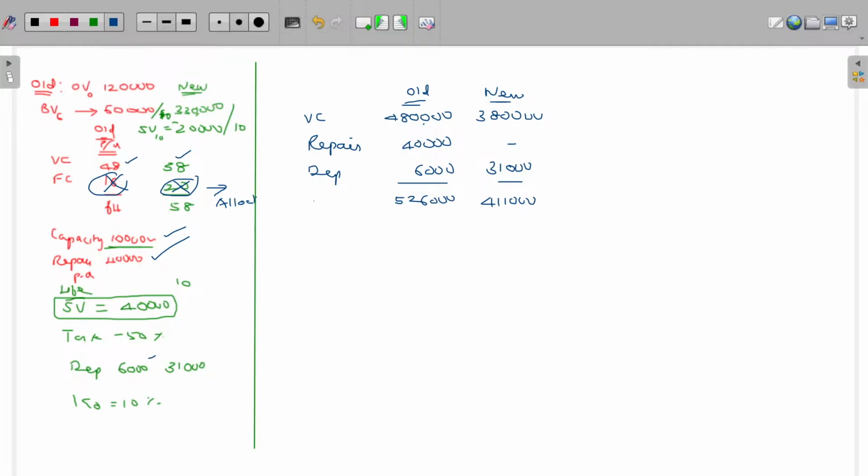Before tax. Okay, profit before tax may be negative. Now, what about the profit after tax? You have to multiply this with 1 minus t, t being 0.5, so 1 minus 0.5 is 0.5. So 5 lakhs 26,000 into 0.5 gives 2 lakhs 63,000, and 2 lakhs 5,500. Negative. Profit after tax is also negative.